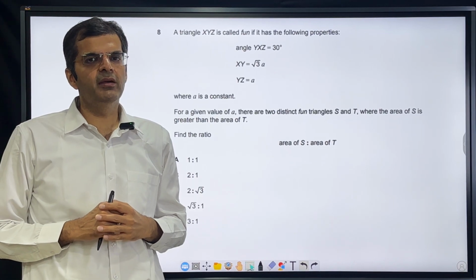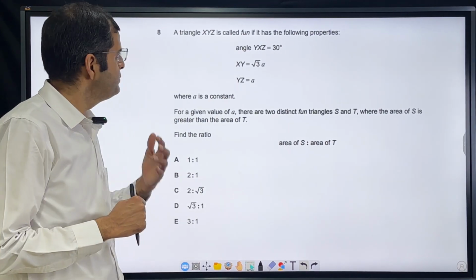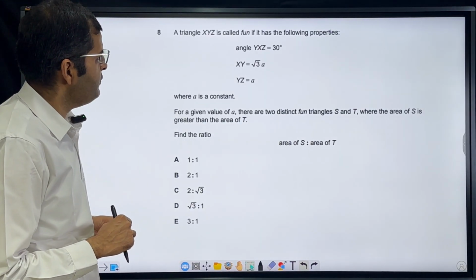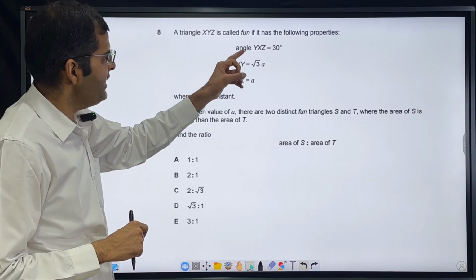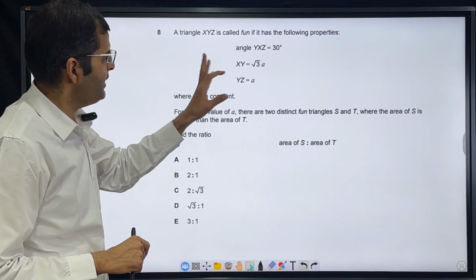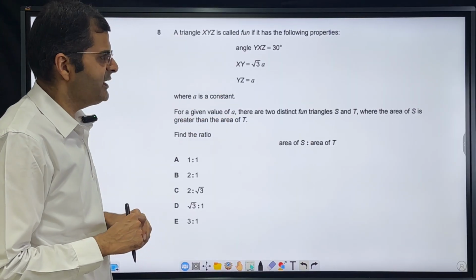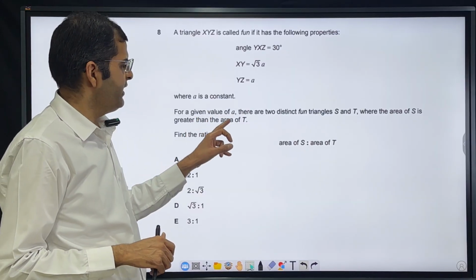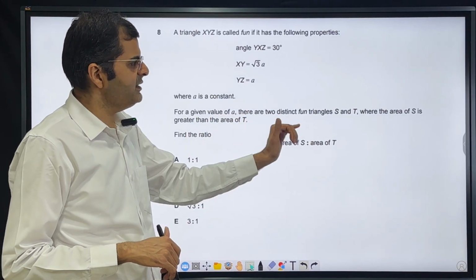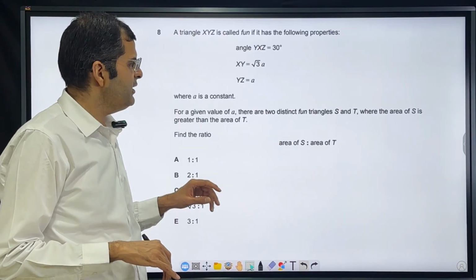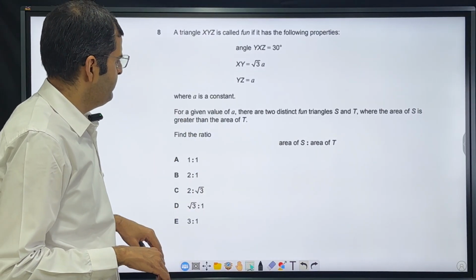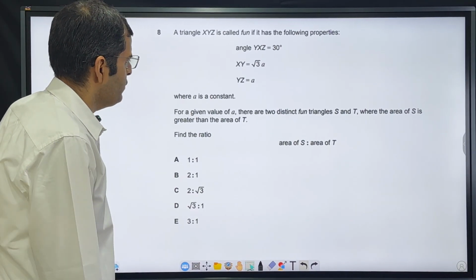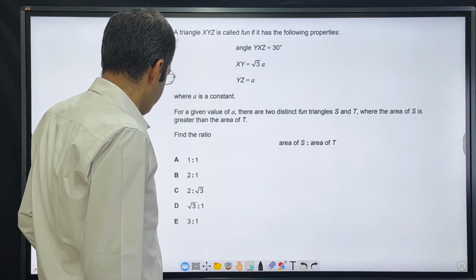This is the 8th question of TMUA exam year 2023 paper 1. The question says a triangle XYZ is called fun if it has the following properties. Angle YXZ is 30 degrees, XY is equal to root 3 A and YZ is equal to A, where A is a constant. For a given value of A, there are two distinct fun triangles S and T, where the area of S is greater than the area of T. Find the ratio of the area of S to the area of T. So the area of the bigger triangle to the area of the smaller triangle.